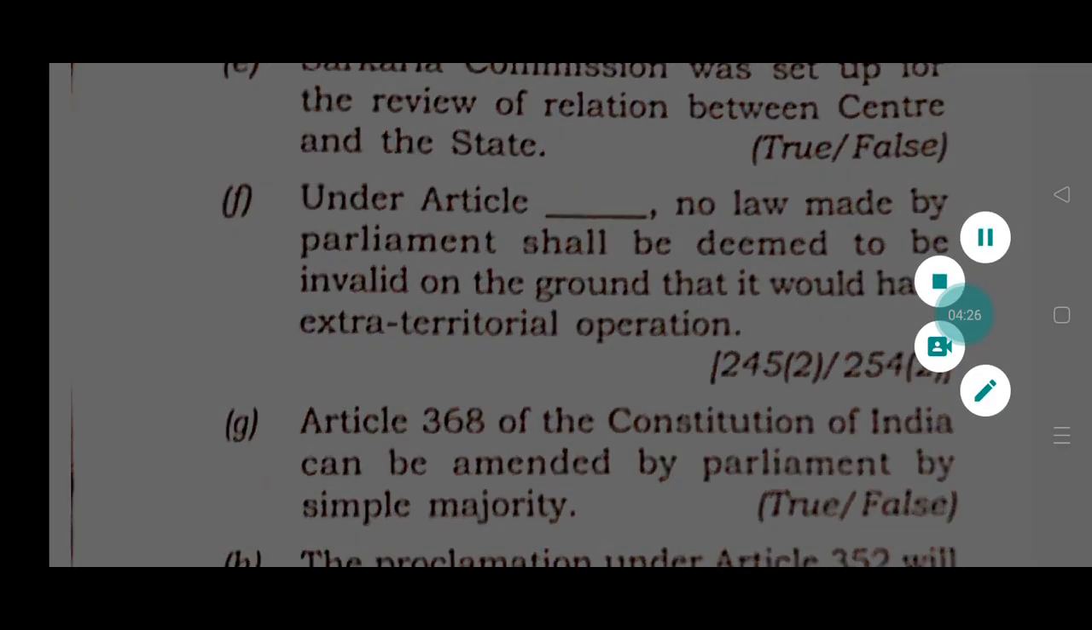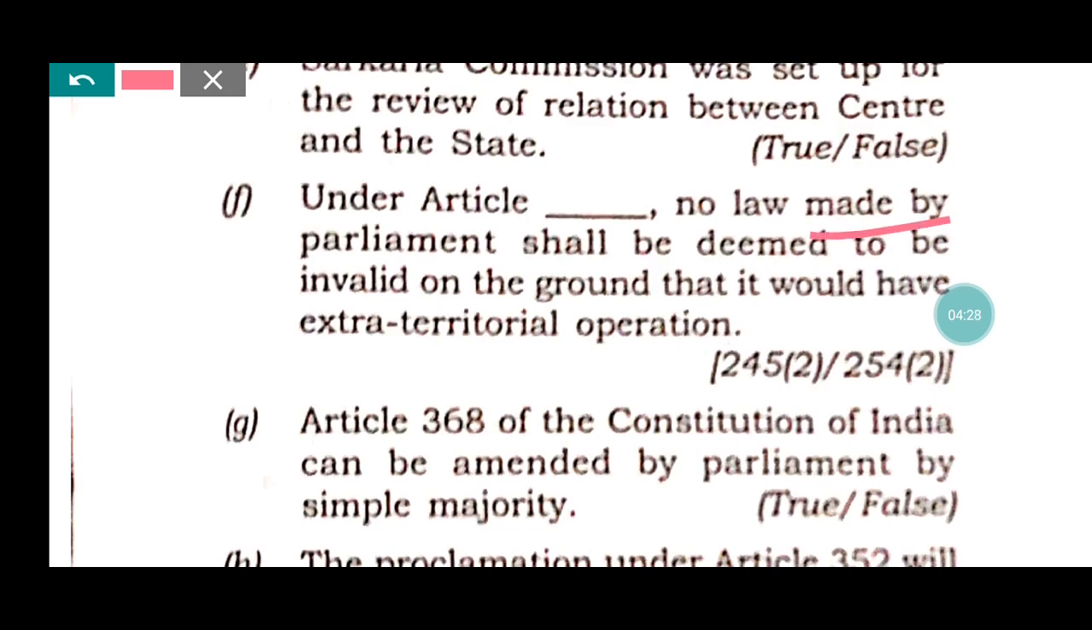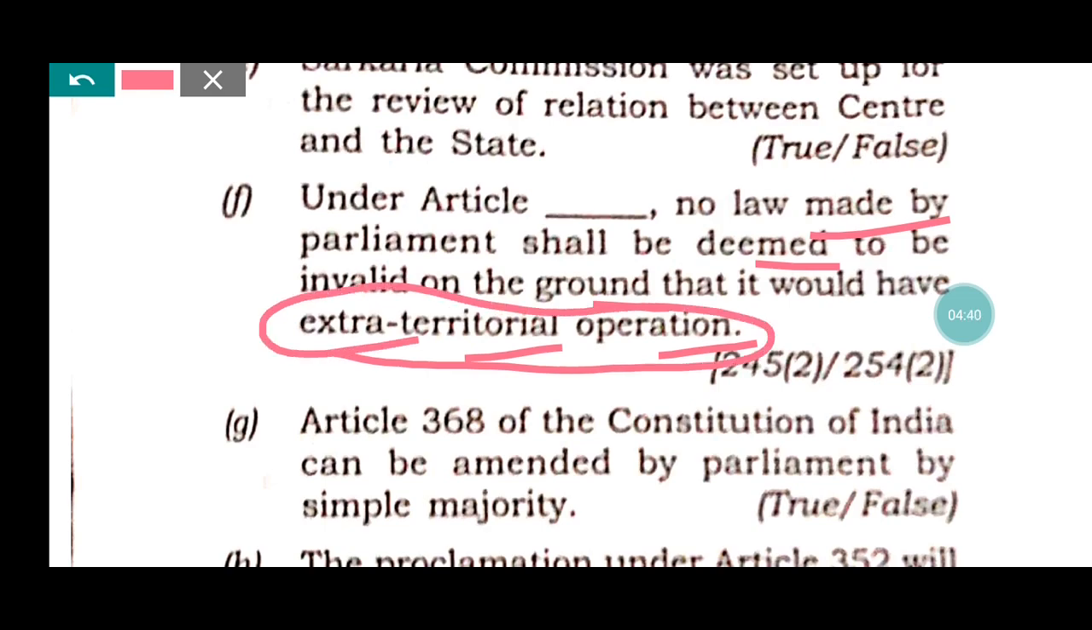Look at the next question. Under which article no law made by the Parliament shall be deemed to be invalid on the ground that it would have extraterritorial operation? Which article deals with extraterritorial operation of any law? The answer should be Article 245 of the Indian Constitution. Article 245 clause 2 deals with extraterritorial operation of law.